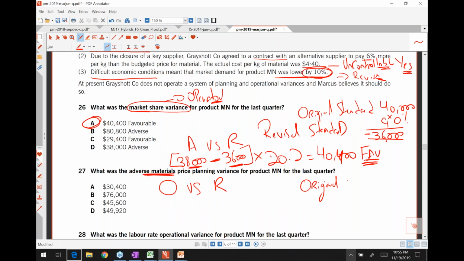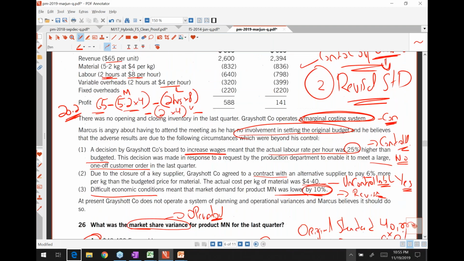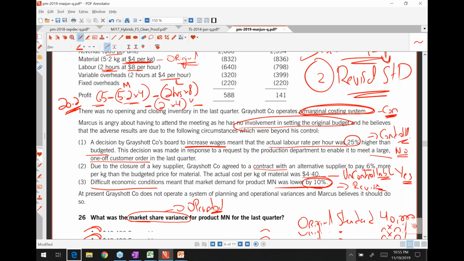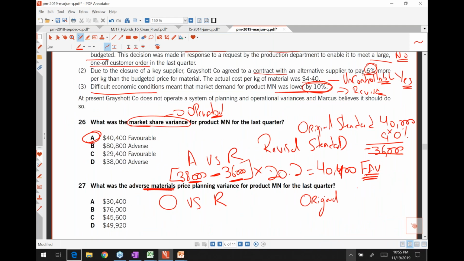What is the original standard for material price? Material price original standard is 4 per kg. So 6% they paid more, and Marcus is not responsible for this 6% more, right? So it's $4 per kg. What is revised here? Multiplied by 1.06.